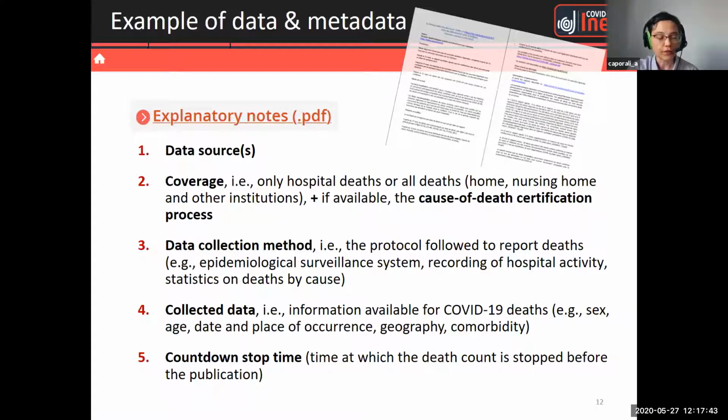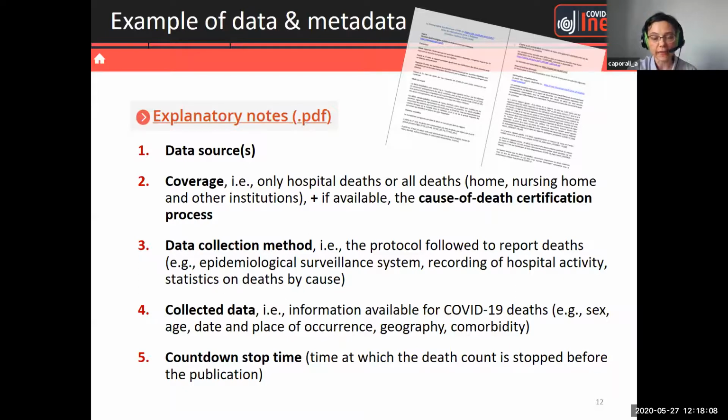For additional information, we recommend to carefully read our explanatory notes that are structured in 5 paragraphs. First, the indication of the data sources. Second, the coverage, whether the data include only hospital deaths or all deaths. If possible, we describe the cause of death certification process.